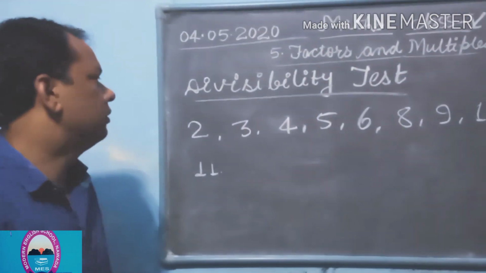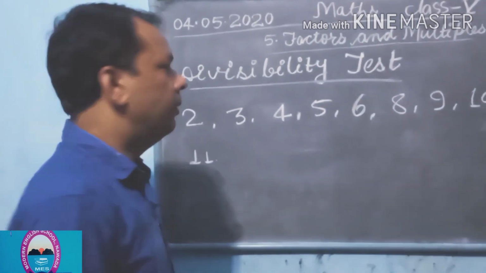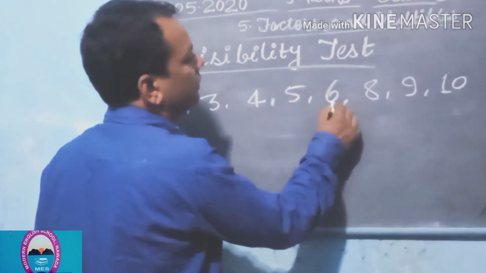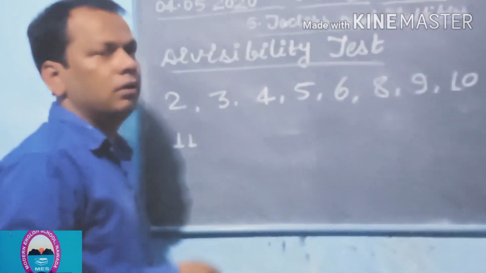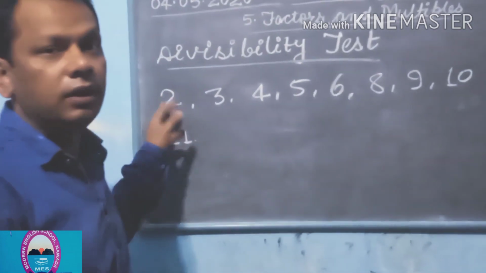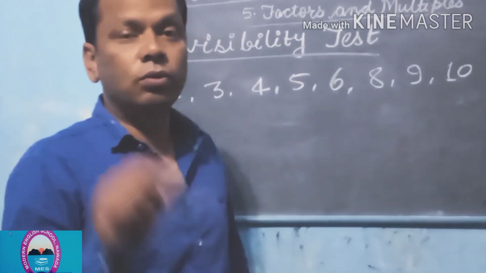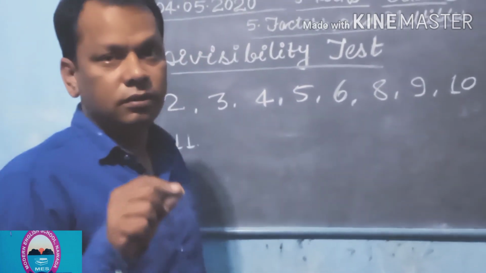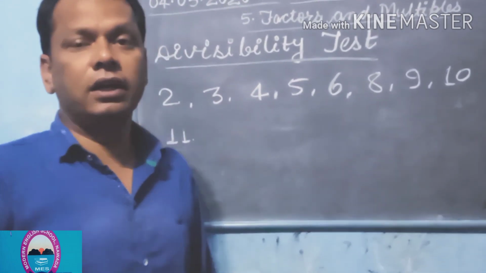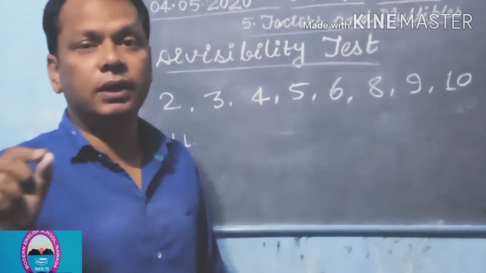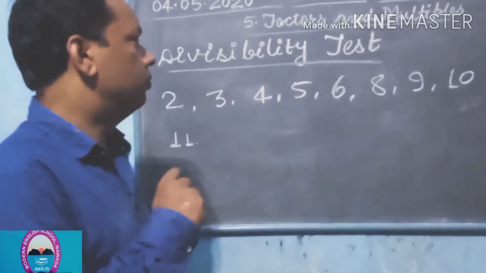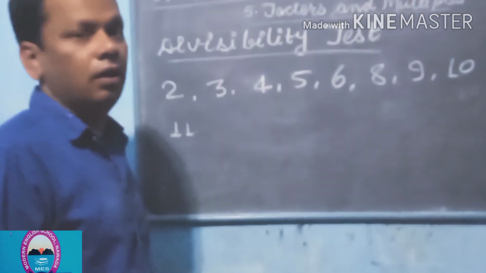Students, divisibility test. In this chapter we will study the divisibility tests of 2, 3, 4, 5, 6, 8, 9, 10, 11, 12 and 15 also. First, the divisibility rule of 2. A number which has 0, 2, 4, 6 or 8 at the unit place is divisible by 2.